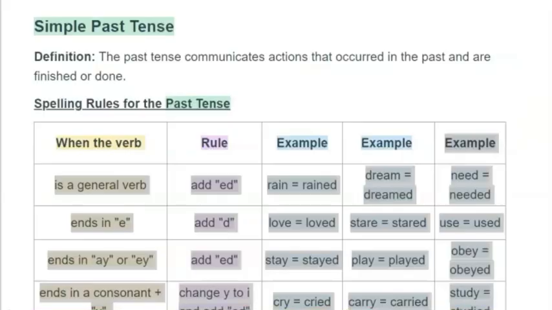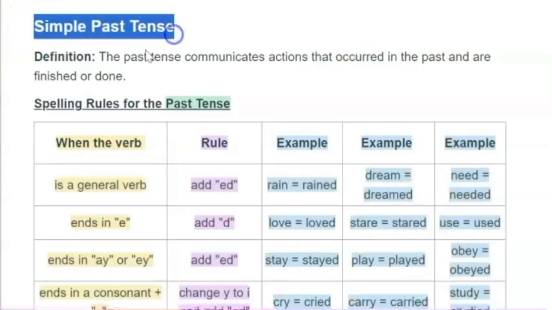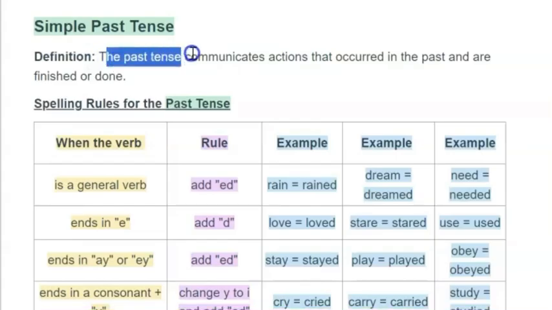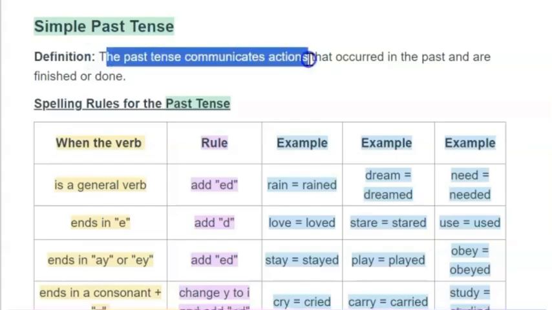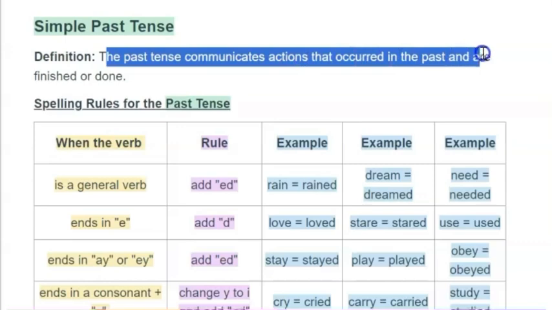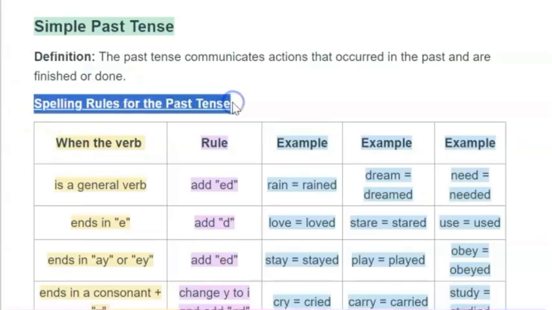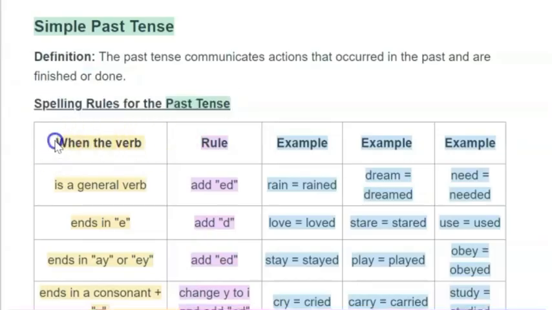So now let's look at some general rules for spelling for the simple past tense. The definition of the past tense is that the past tense communicates actions that occurred in the past and are finished or done. So here are the spelling rules for the past tense. We have one column for when the verb, and then a description of the verb. We have a specific rule, and then we have a number of different examples, 1, 2, and 3.